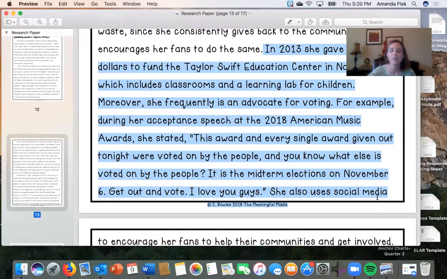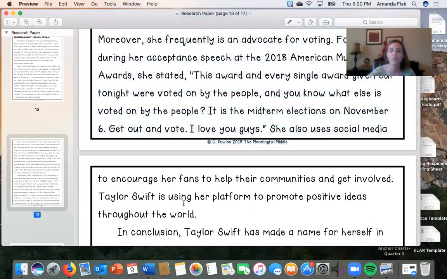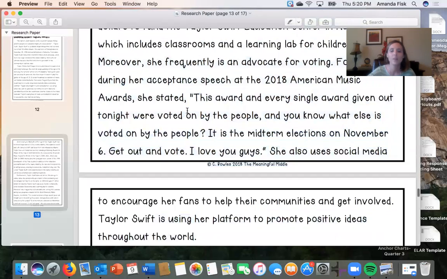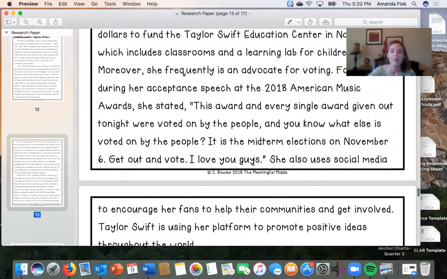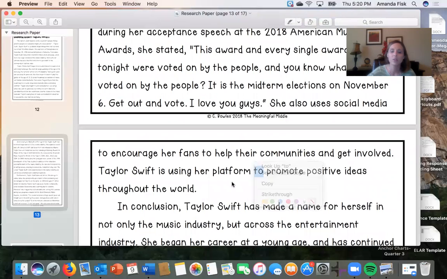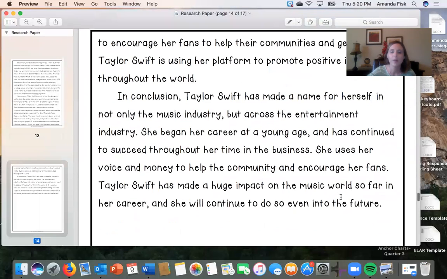And then it goes on to say that she uses social media to encourage her fans to help their communities and get involved. Taylor Swift is using her platform to promote positive ideas throughout the world. So again, this whole thing tells about her giving back to her community and also encouraging her fans to do the same. And then you'll notice there's a conclusion. And in the conclusion, you just wrap up all the ideas that you've talked about within your paper.